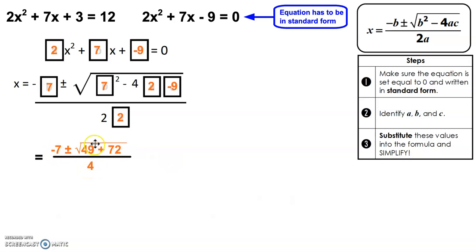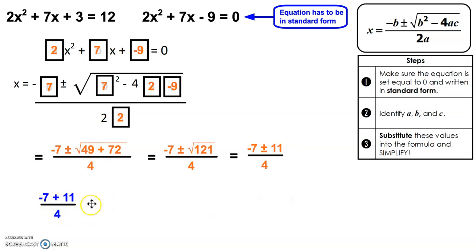So here I get negative 7 plus or minus the square root of 121 over 4. And so that gives me negative 7 plus or minus 11 over 4. So remember that this means I have two solutions, negative 7 plus 11 and negative 7 minus 11 over 4. So my first solution, negative 7 plus 11 over 4, gives me 4 over 4, which is 1. So one of my solutions is 1.